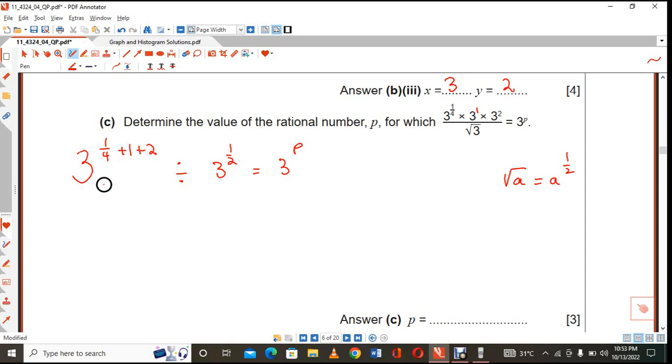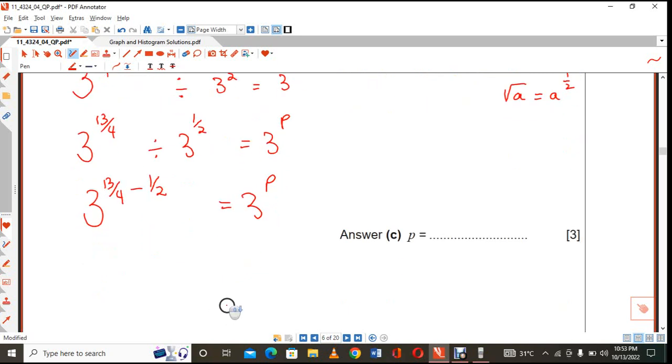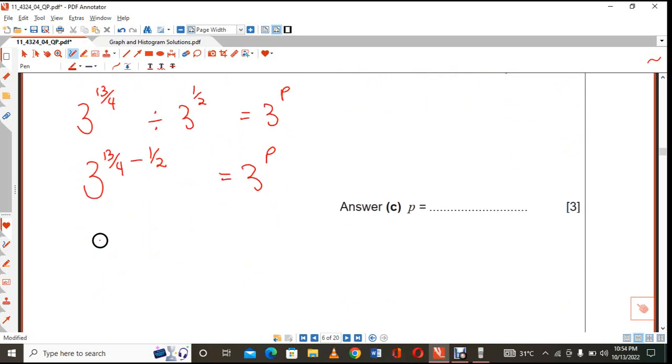Once you add these things on top here, you're going to get 3 raised to the power of 13/4, divided by 3 raised to the power of a half, equals 3 raised to the power of p. On the left side, when you are dividing and the bases are the same, you subtract the indices. If you subtract the indices, you are going to get nothing but 3 raised to the power 11 over 4 equals 3 raised to the power of p.